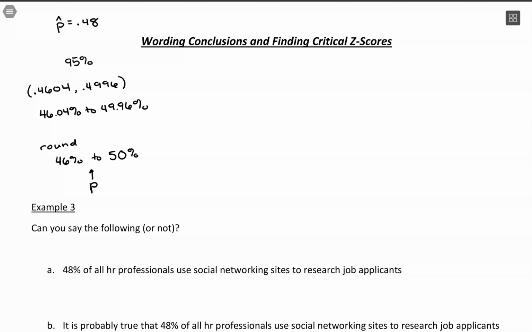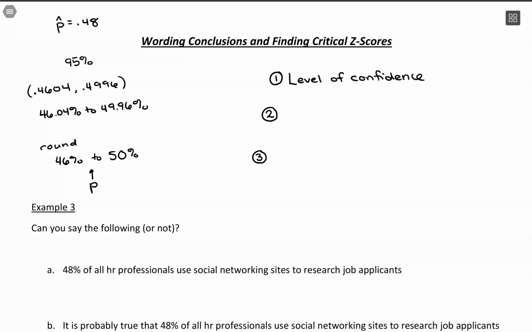So, some things that we want to talk about when we make our conclusions. One thing that we're going to mention is our level of confidence. In fact, I usually just start the sentence saying with 95% confidence, or with whatever percent confidence, and then going from there. Then, and the order doesn't matter, we just need to hit these 3 points when we're making our sentences.